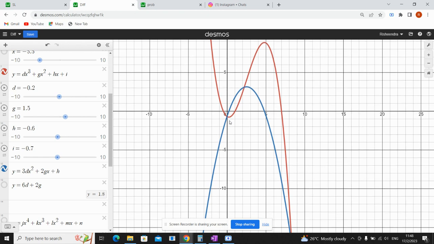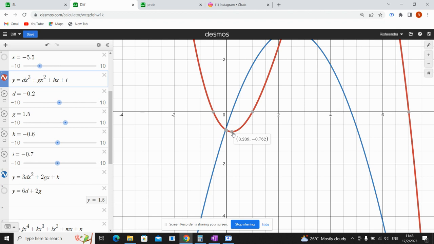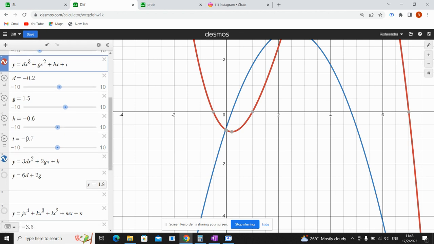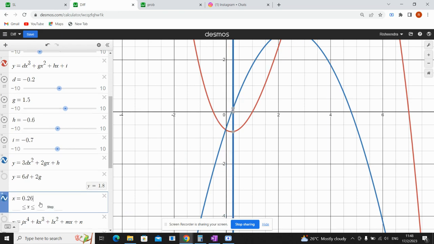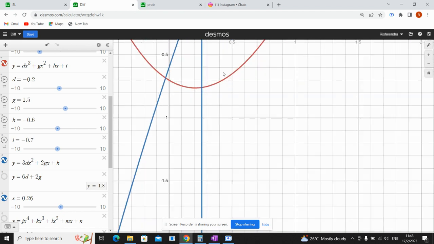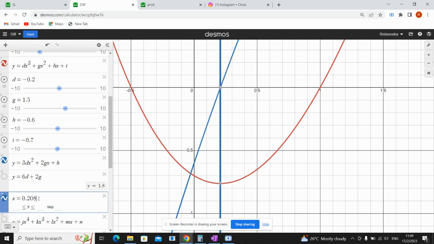Look at here. When the equation reaches the maximum or the minimum point, let's see at what point it will be 0. x equals 0.26. See here, the parabola takes a turn. You look at it clearly. Sorry, it's not 0.26, it's 0.2087.